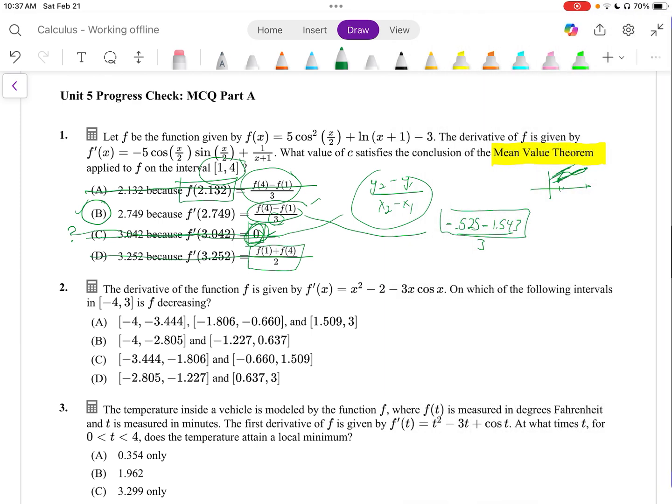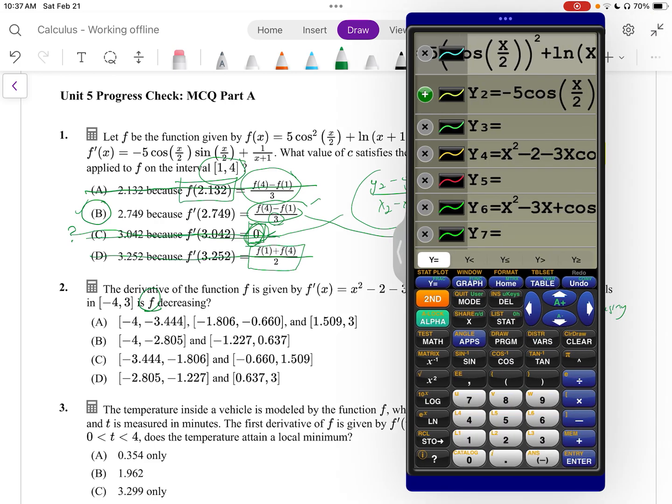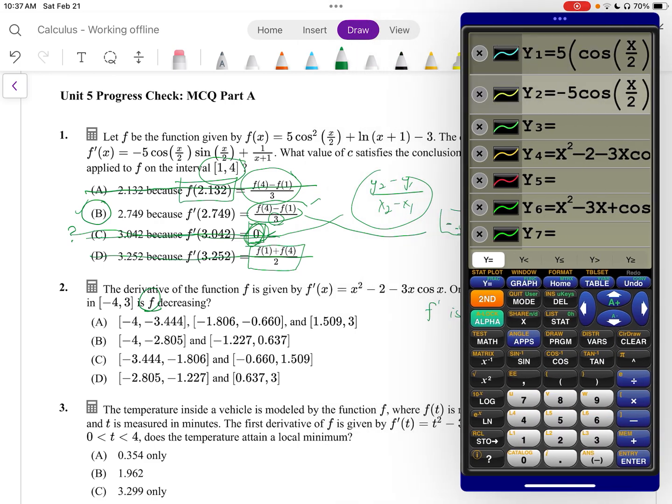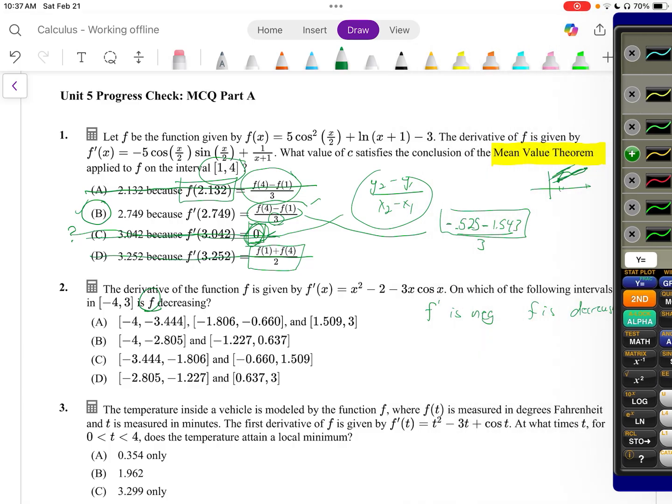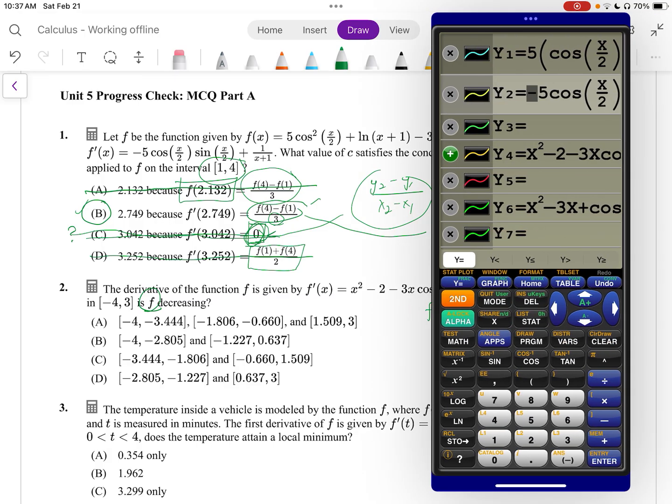All right, so number 2, the derivative of a function f is given by that function right there. On which of the following intervals is f decreasing? So we know f is decreasing if the derivative is negative. So if f prime is negative, then f is decreasing. This is a calculator question, so all we need to do is graph the derivative, which I have in here on this one, x squared minus 2 minus 3 cosine of x, and we want to find when f prime is negative, which means below the x-axis.